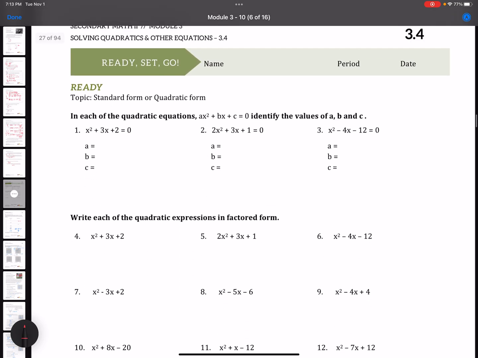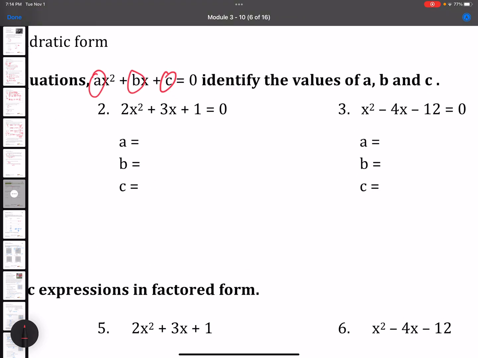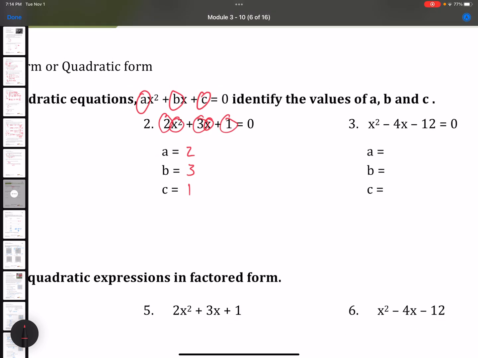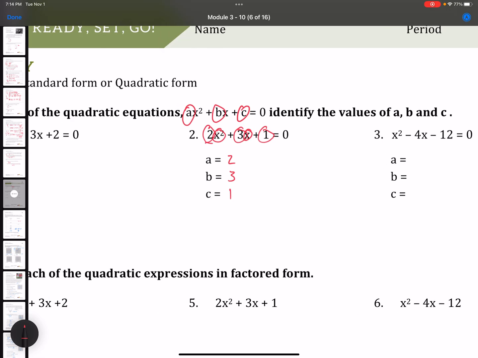Just as a real quick reminder, remember anything in this place, or this place, or A, B, and C respectively, do not include the x with them. So for number 2, for example, A is only 2, B is only 3, C is only 1, okay? Do not include the x with them. That would be incorrect. I will be marking that, all right? So only take the coefficient.